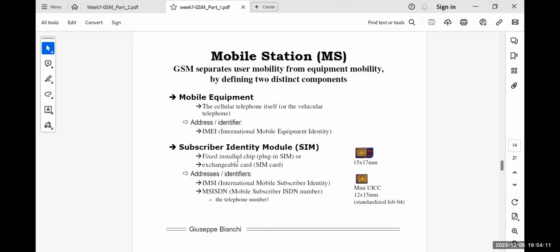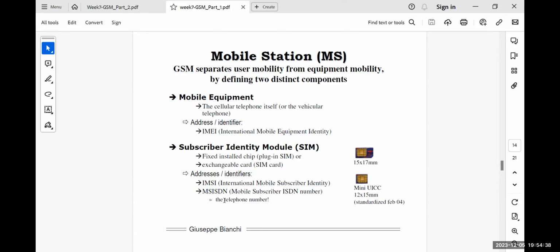and then when you purchase or buy your mobile phone, you have to insert some subscriber identity module inside that, right? So that is a fixed installed chip that is also exchangeable. For example, you can change your mobile SIM to some other network, or you can change your mobile phone number. Then obviously you buy some other SIM, right?